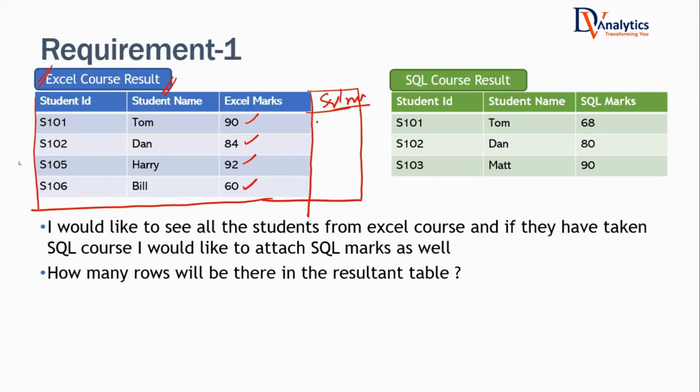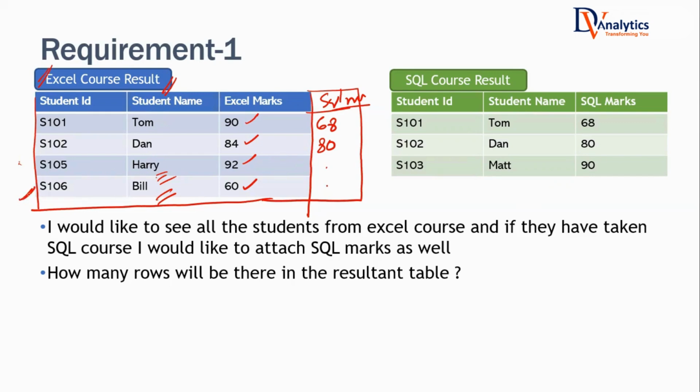So for Tom, the marks will be 68. For Dan, the marks will be 80. Matt is not here. Harry did not take the SQL course. Bill did not take the SQL course. That will be a null value. Null means nothing is there, nothing or a missing value. That's it. This will be the resultant table.